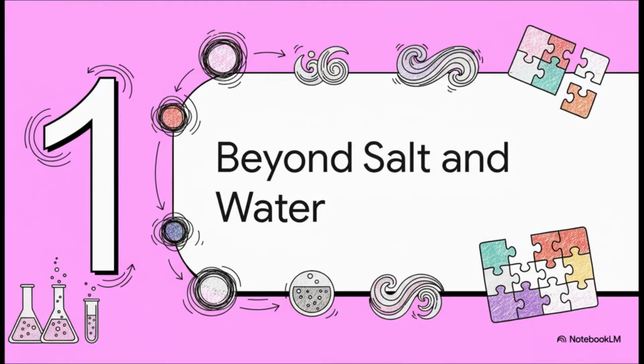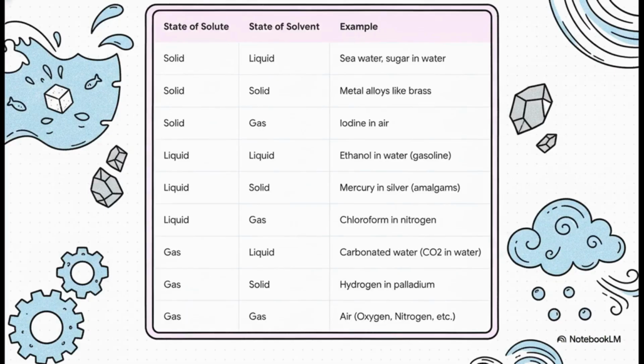Yeah, when most of us hear solution, our brain immediately jumps to a solid, like sugar dissolving in a liquid, like water. But honestly, that's just the tip of the iceberg. It's just one tiny piece of a much bigger and way more fascinating puzzle. And look at this. What a puzzle it is. This table shows us there are actually 9 different kinds of solutions.